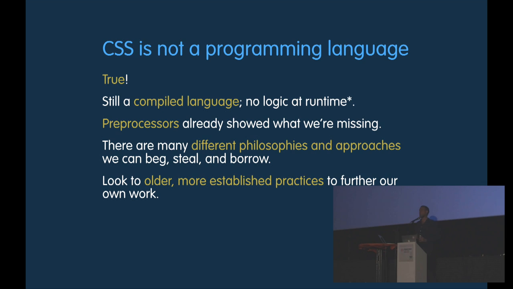No one's trying to make it a programming language. I'm not trying to say that CSS needs to have all these different features. It's still a compiled language, with differences or subtle caveats with things like calc that gets calculated in the browser. But by and large, CSS is a compiled language. We're not introducing logic to CSS. Don't be afraid of borrowing paradigms and principles from different parts of the community, right?